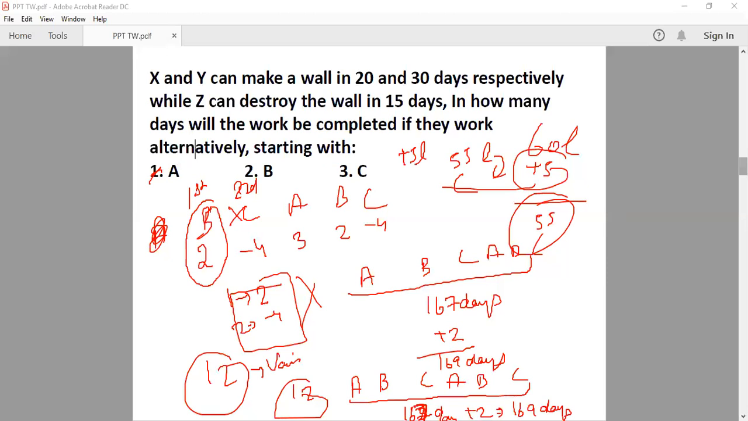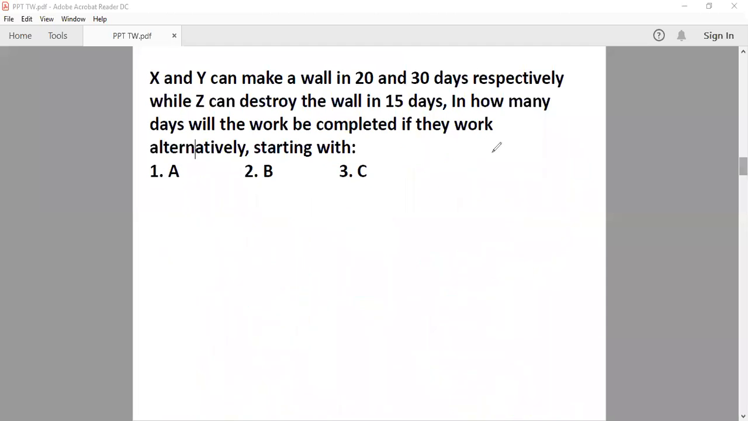Okay, okay, okay. Now tell me, when we answer with C starting, what will C's answer be? So when we say that the work is being started by C, what would be the answer? Perfect. 168 would be the answer. Yashneet, not 167. 167 was the normal one.